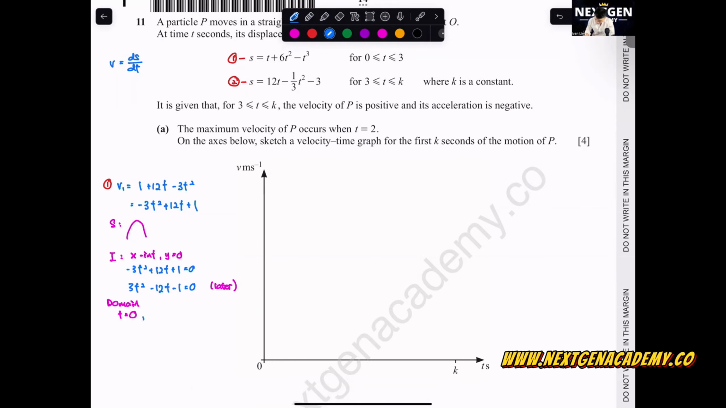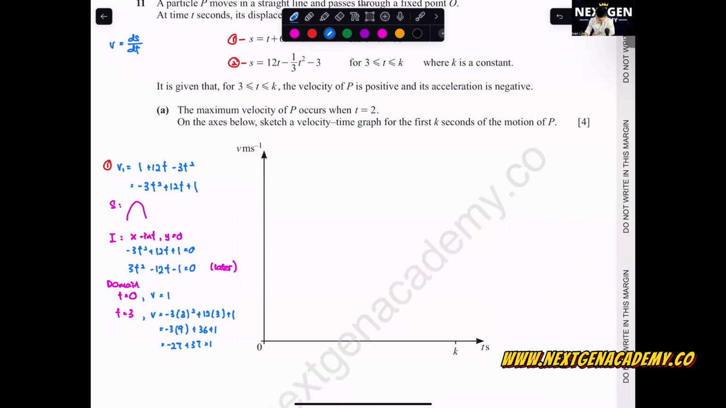What's the v value? v equals 1. I'm substituting into here. Then t equals 3: v equals negative 3 times 3 squared plus 12 times 3 plus 1. This is minus 27 plus 37, we get 10. So we will get here 3, 10, and 0, 1.